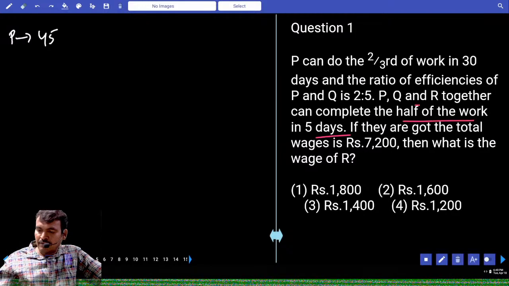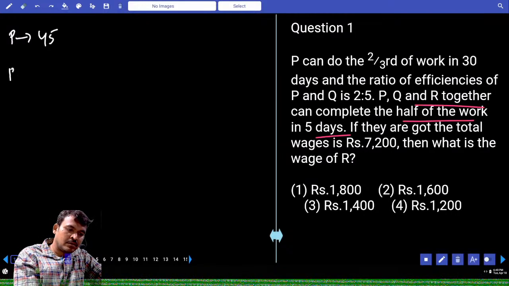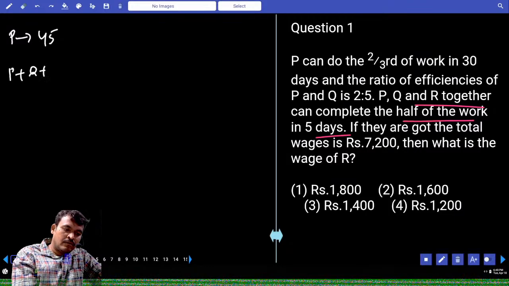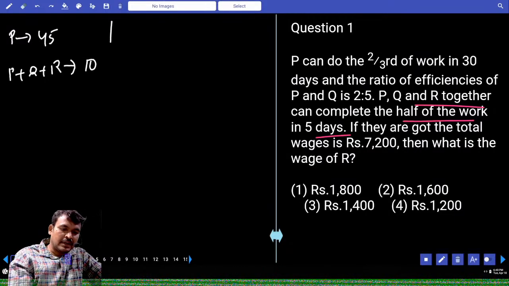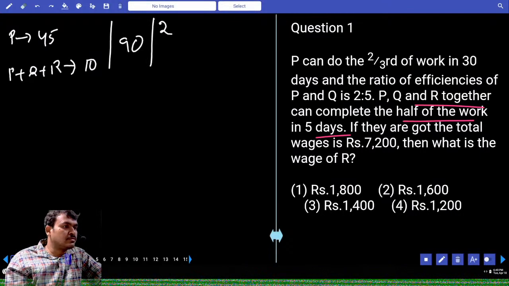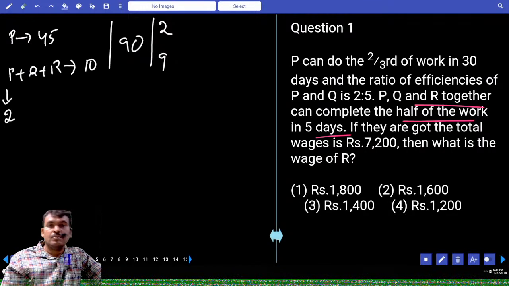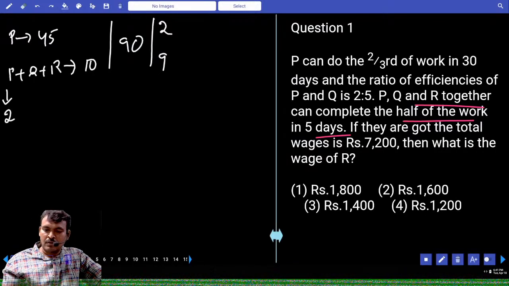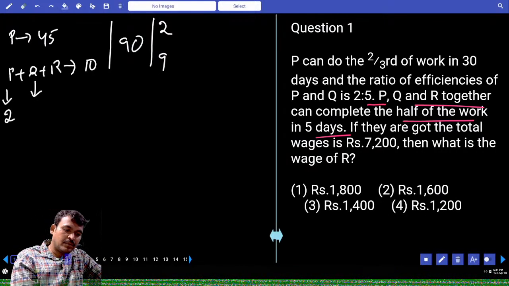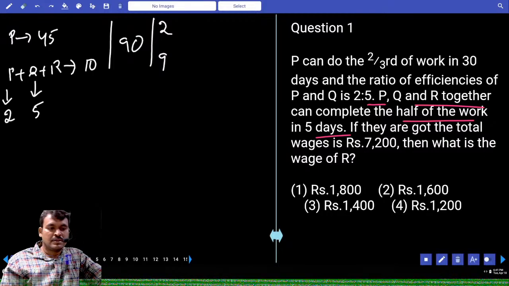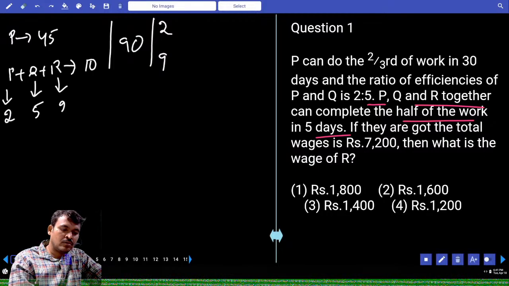5 days. Half the work in 5 days means the full work takes 10 days. What is the LCM of 45 and 10? 90. 45 times 2, 10 times 9. Already we know P's efficiency is 2 parts, Q's efficiency is 5 parts. 2 plus 5 is 7. Obviously R will be 2 parts.